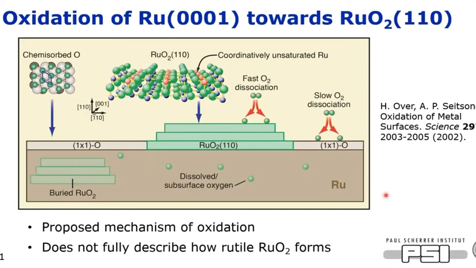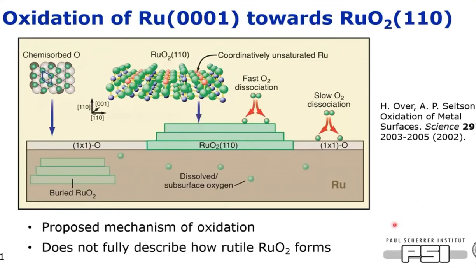So this figure here is from Herbert's Science paper, and it overviews the comprehensive oxidation chemistry for ruthenium, where we have slow oxygen dissociation on the surface, which leads to chemisorbed oxygen, forming a 1-by-1 monolayer structure. It's also known that oxygen can be stored in the lattice of ruthenium. And then additionally, towards this rutile phase, we have the formation of metastable ruthenium dioxide nuclei on the surface, which, once stabilized, leads to fast oxygen dissociation, which then autocatalytically forms this rutile structure.